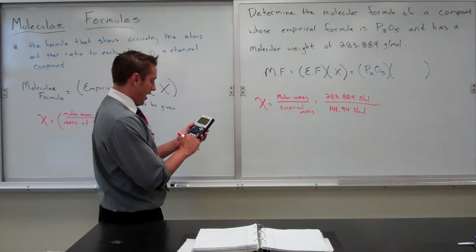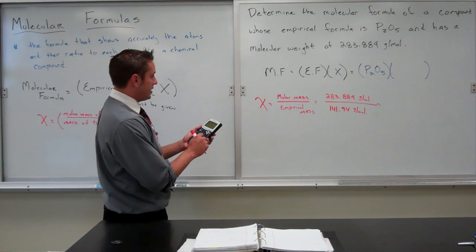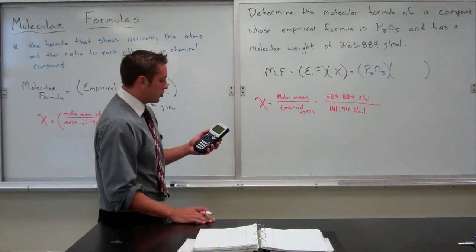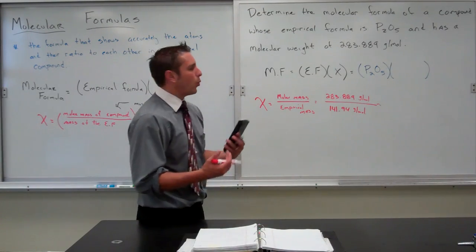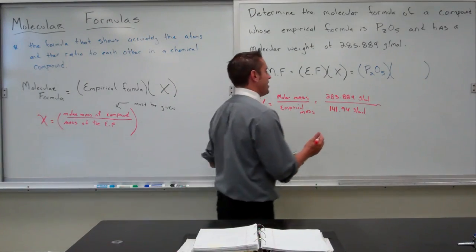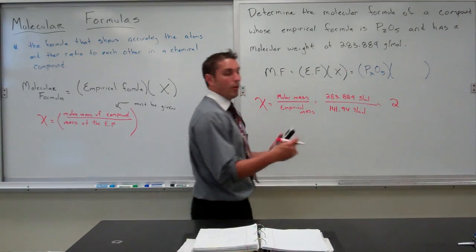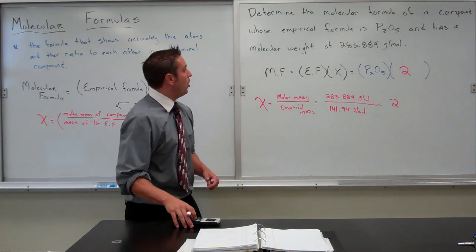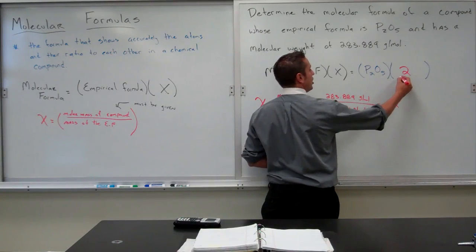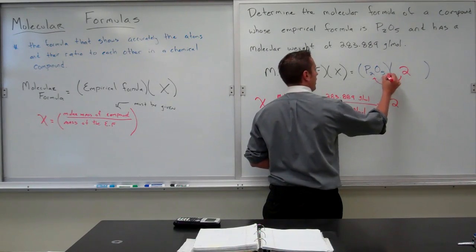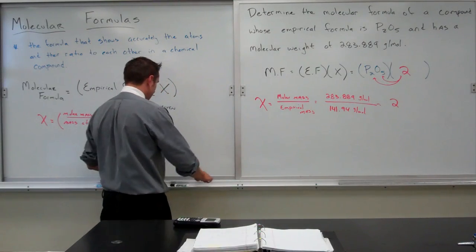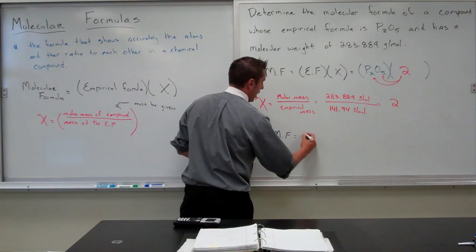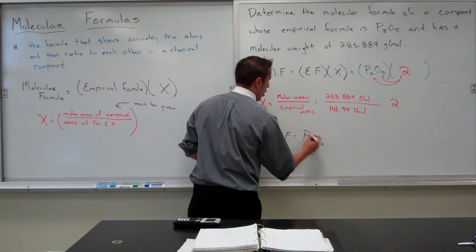Simply do the math, solving for X, 283.889 divided by 141.94, and you'll get a number that says 2.000. Here is a rare case where we don't really care about sig figs. We're simply trying to find a multiplier, and 2.000 is obviously going to be close to 2. So our multiplier is going to be 2. What then do we do with it? Just like math class, you would distribute the 2 into the numbers that were there, leading you to a molecular formula of P4O10.